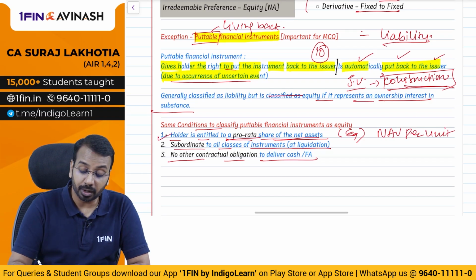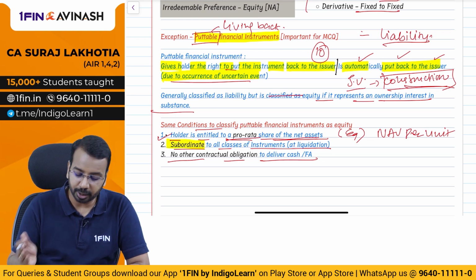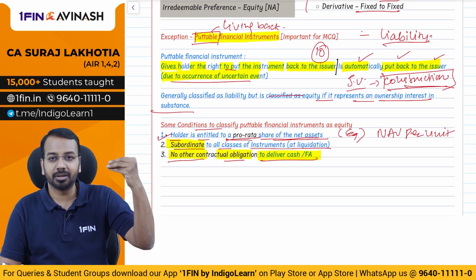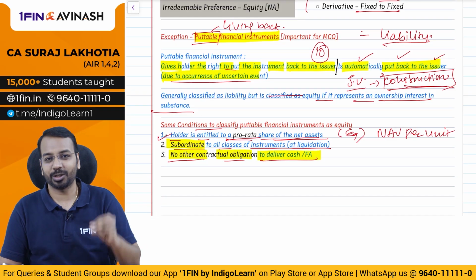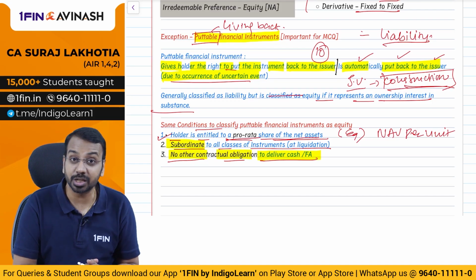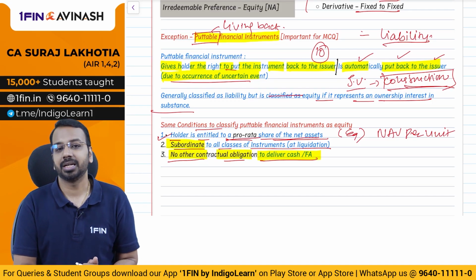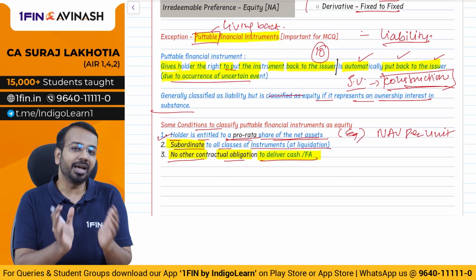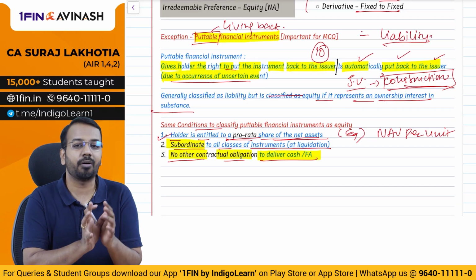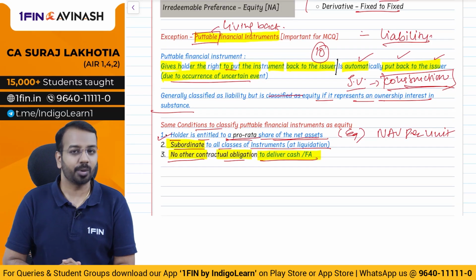So they are subordinate to all classes of instrument, and there is no other contractual obligation apart from repayment of the net assets. There is no other contractual obligation, and hence these puttable financial instruments in some situations are classified as equity. Generally they are classified as liability. This is the basic introduction to financial instruments that you need to understand.